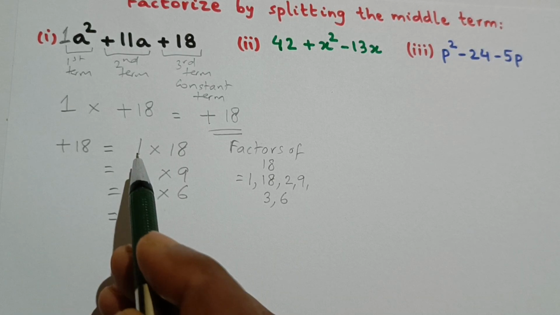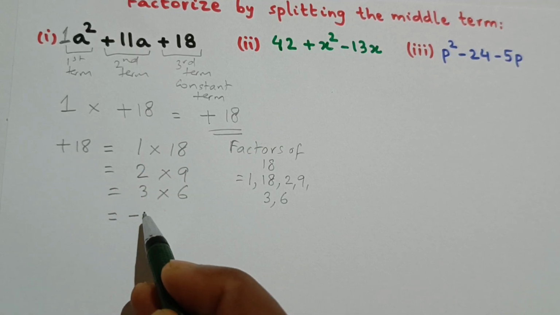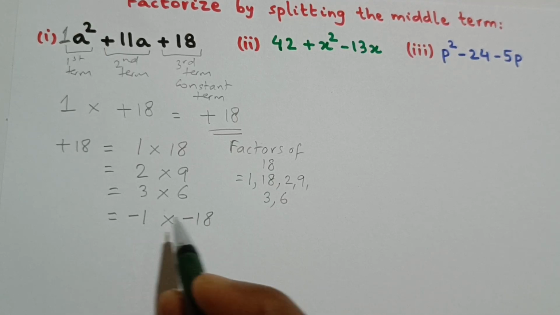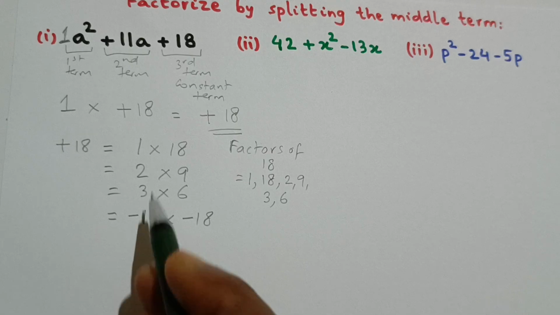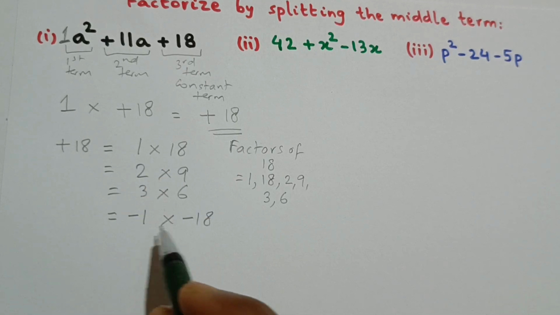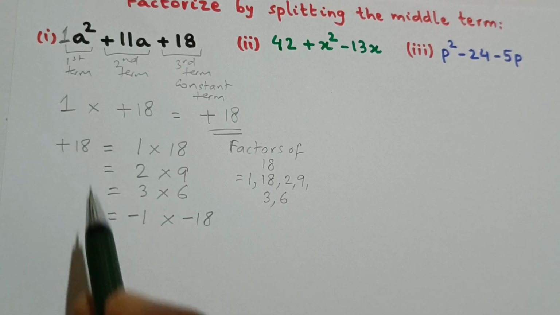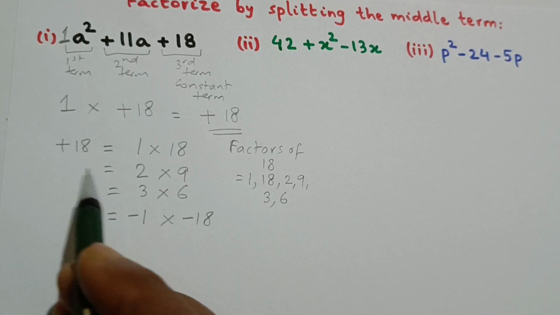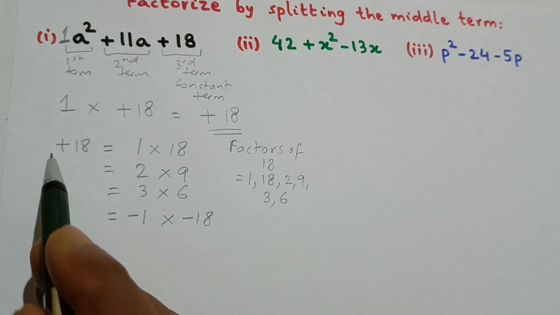So I can take minus 1 into minus 18. These are integer pairs whose product is plus 18. Minus 1 into minus 18. Minus into minus is plus. 1 into 18 is 18. So minus 1 multiplied to minus 18 also gives me plus 18. So this is also an integer pair whose product is plus 18.